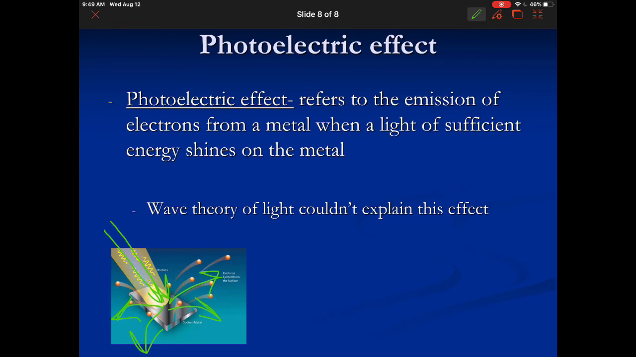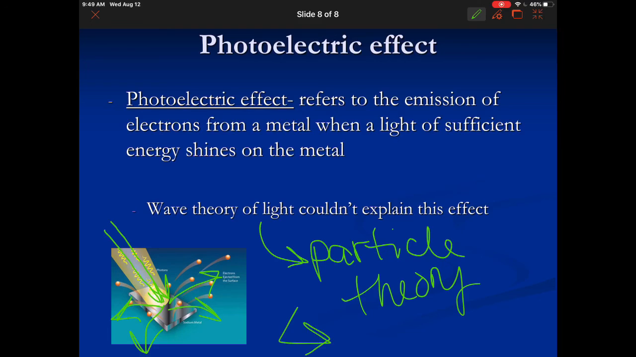Now that can produce color whenever you're releasing electrons from certain types of metals. Now, the wave theory of light could not explain that effect, so that's why we had to move on to the particle theory, which led us to wave-particle duality. Okay, so all we need to know about this is that you shine light on a metal, electrons can pop off.